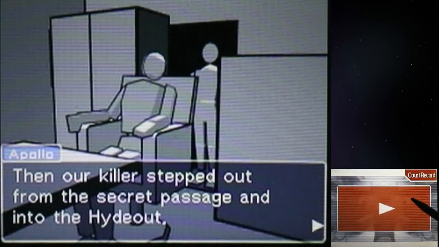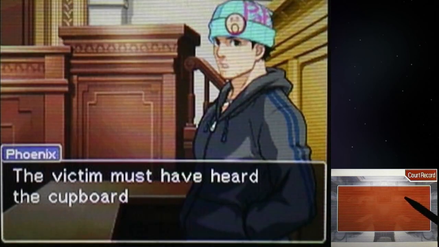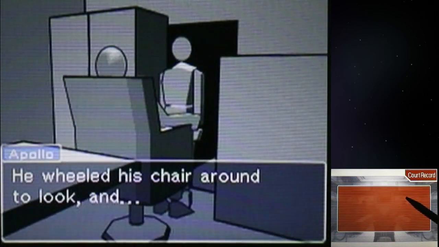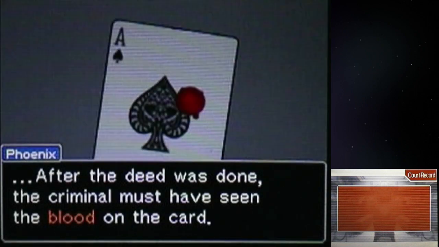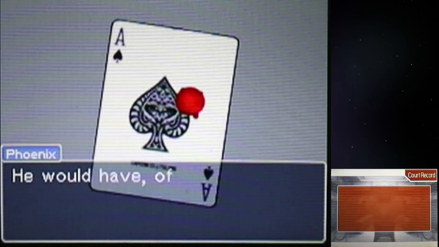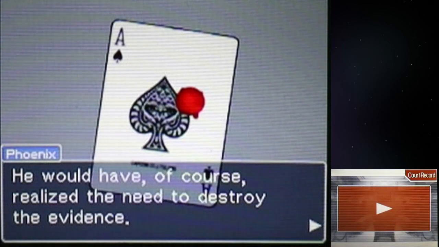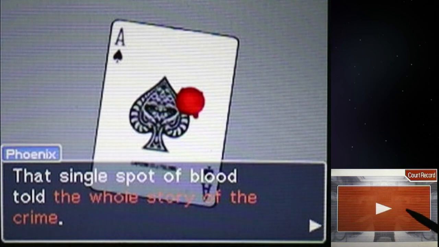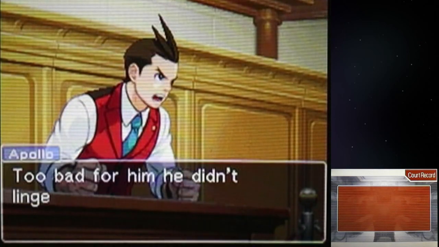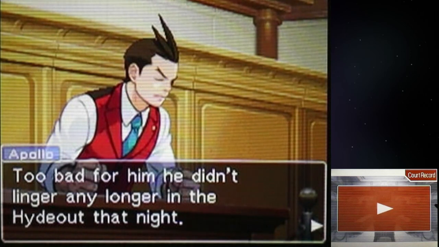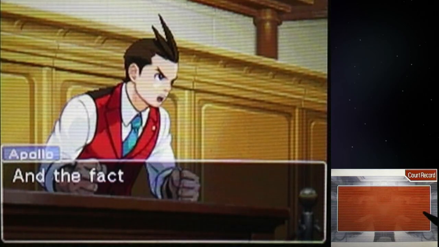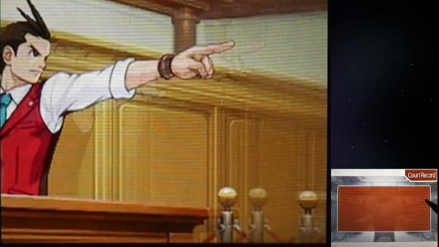Then our killer stepped out from the secret passage and into the hideout. The victim must have heard the cupboard sliding aside. He wheeled his chair around to look, and after the deed was done, the criminal must have seen the blood on the card. He would have, of course, realized the need to destroy the evidence. That single spot of blood told the whole story of the crime. Too bad for him, he didn't linger any longer in the hideout that night. If he had, he might have noticed the cards on the floor, and the fact that they were all red.